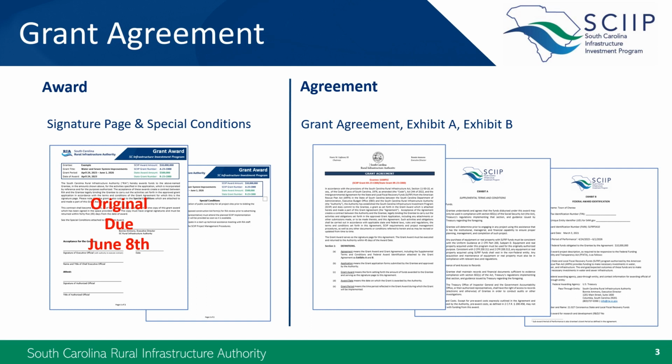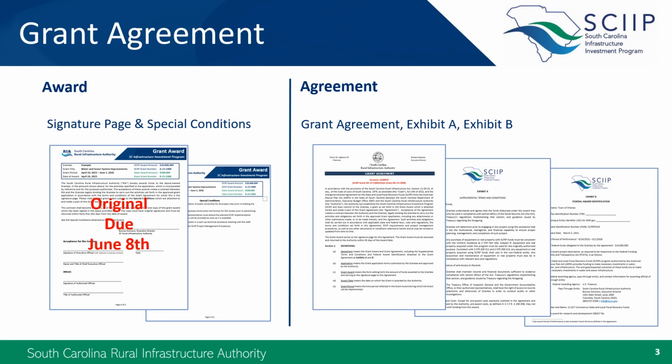Two copies of the grant award were issued and included in the packet. Both copies had Bonnie's original wet signature, meaning it was signed with pen and ink. If you have not already, the Chief Executive Official for the grantee should execute both copies of the grant award and return one originally signed to RIA by Thursday, June 8, 2023.